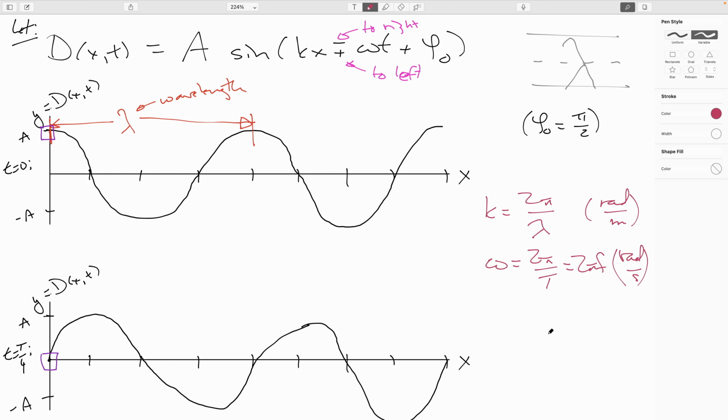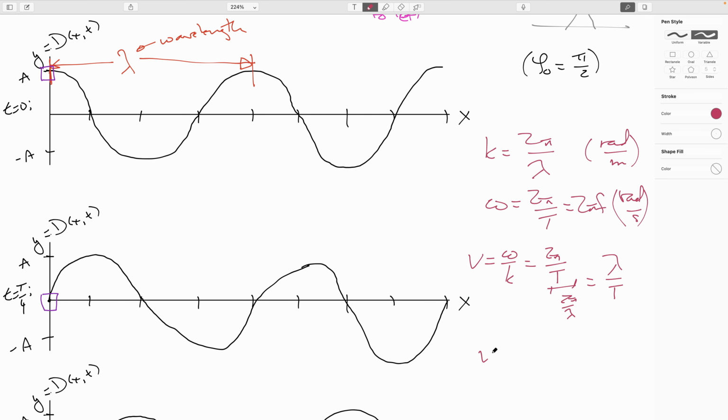And so now we can double back and take a look at the speed of my wave. Remember earlier we found that the speed of a wave was equal to omega over k. Well, omega is 2 pi over the period, and we're going to divide that by 2 pi over lambda. So I get lambda over the period. Or the way we usually write it is v equals f lambda. So both of these are equally useful. We can say v equals omega over k, or v equals f lambda, the frequency times the wavelength.